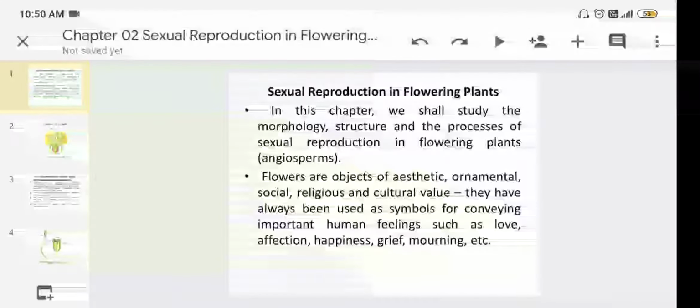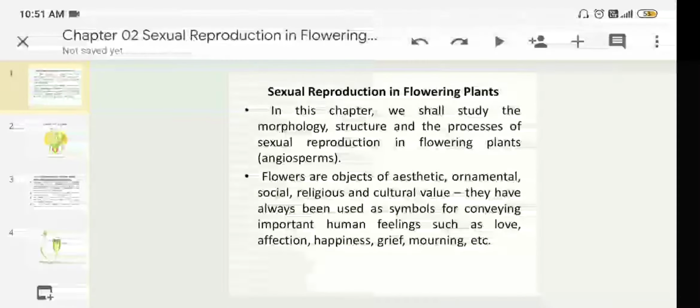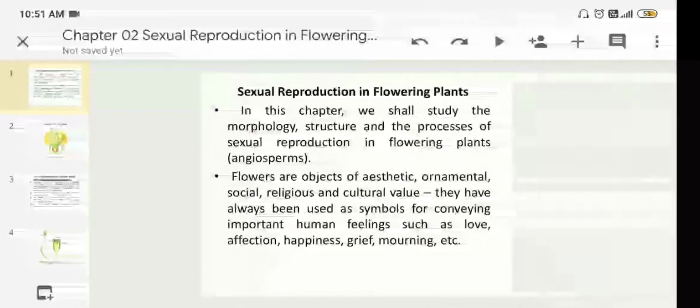Flowers are objects of aesthetic, ornamental, social, religious and cultural value. They have always been used as a symbol for conveying important human feelings such as love, affection, happiness, grief, mourning, etc. You might have given flowers to your friend.